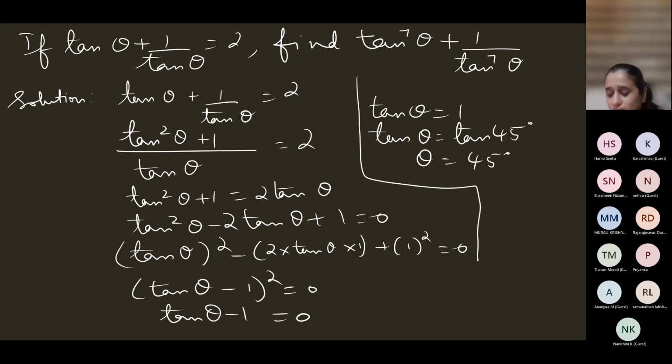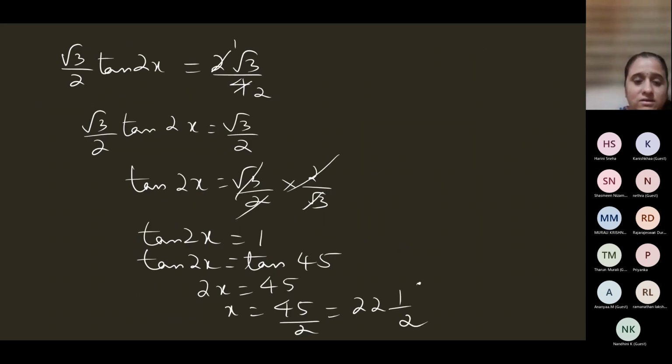So we found the value of theta, which is 45 degrees. So now you can evaluate anything. LCM, cross multiply all the terms on one side. They look like a square minus 2ab plus b square, which is a minus b the whole square. There you should not go wrong. So a minus b is 0. That means tan theta is equal to 1. 1 is tan 45. So theta is 45 degrees.